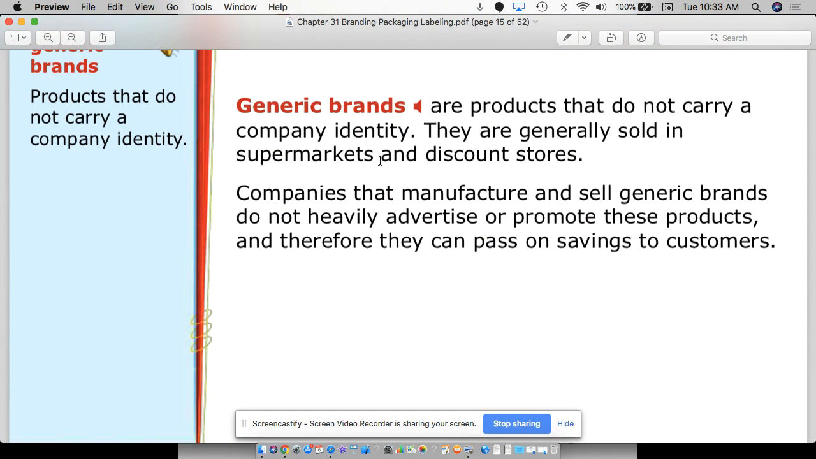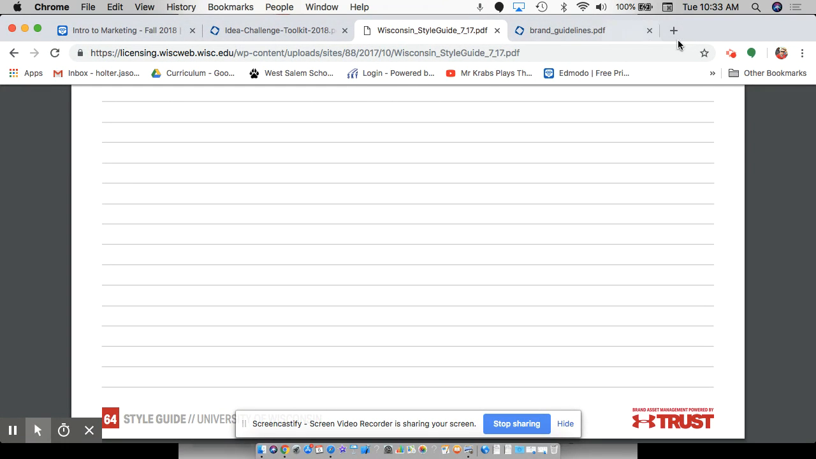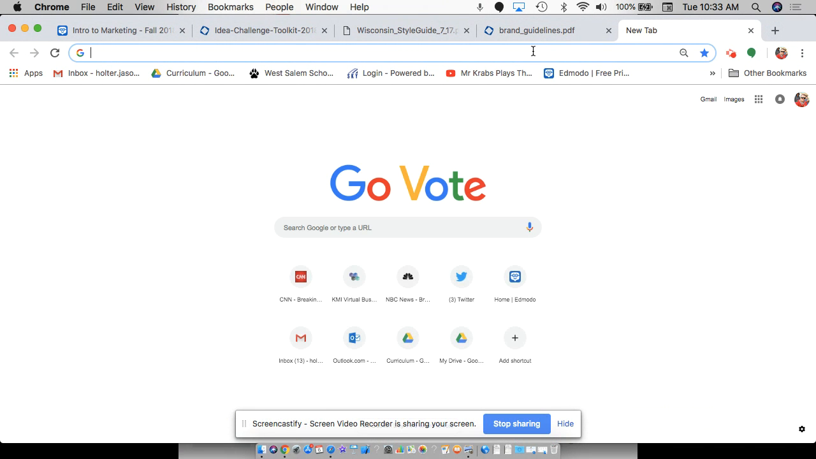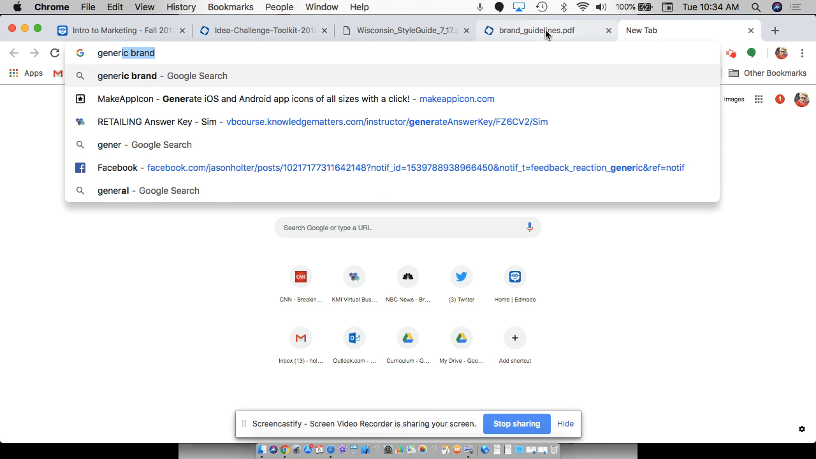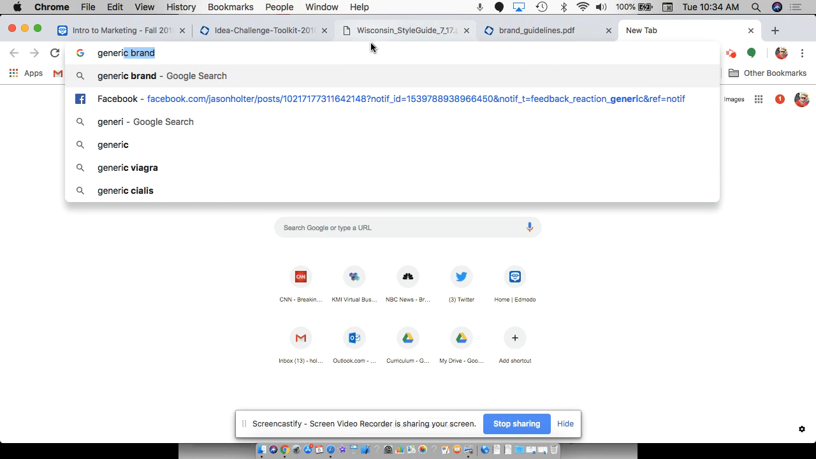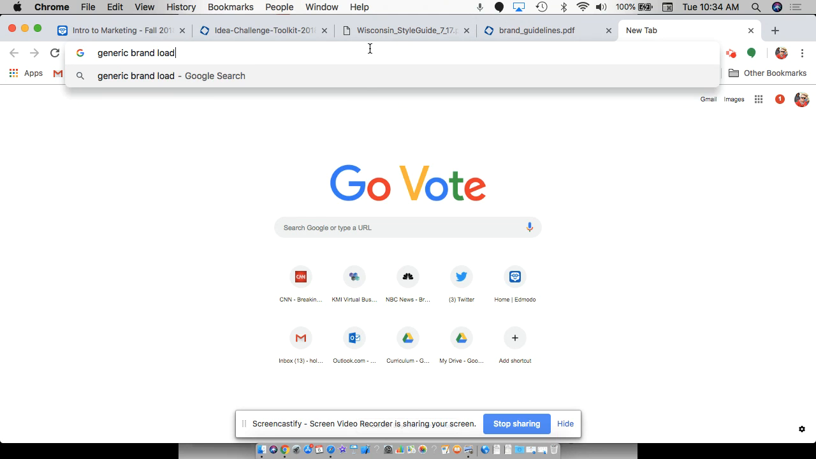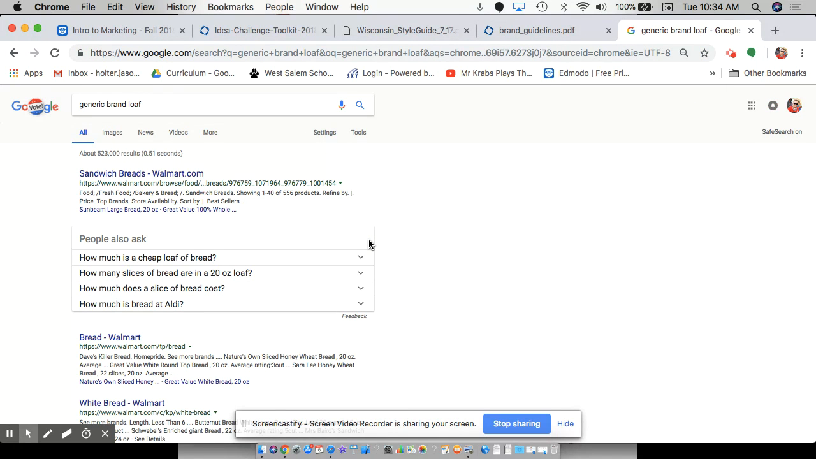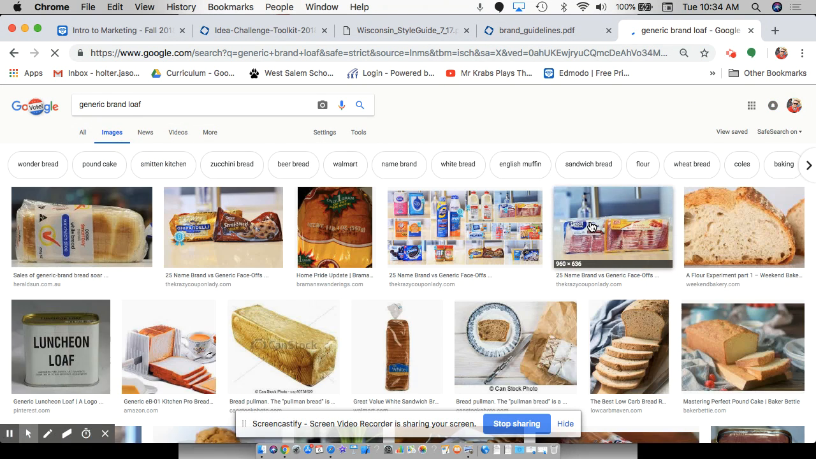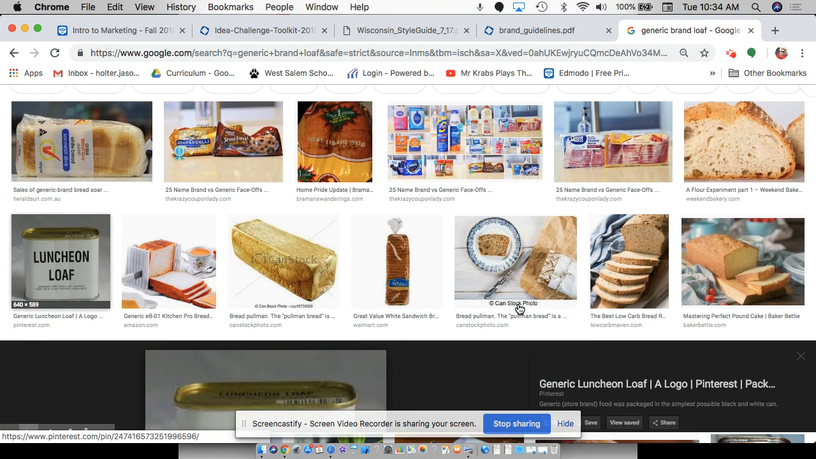Now, generic brands, and I think I kind of left off on this one yesterday, it's really hard to actually find real generic stuff. We found a great one yesterday. Do you remember what that was called? It was loaf something, wasn't it? Lunch and Loaf. Oh, yeah, the Lunch and Loaf.